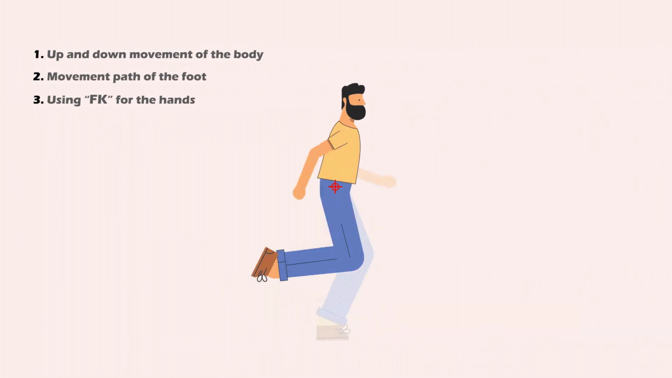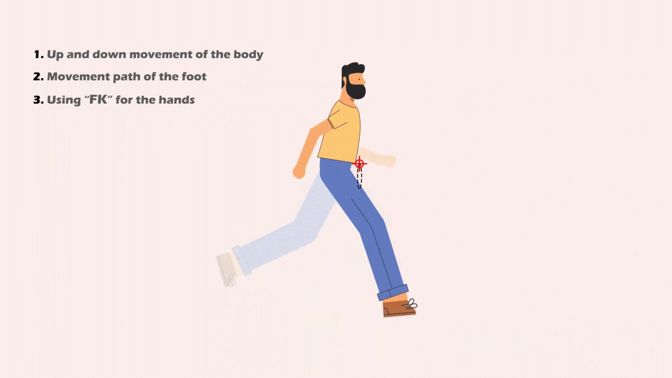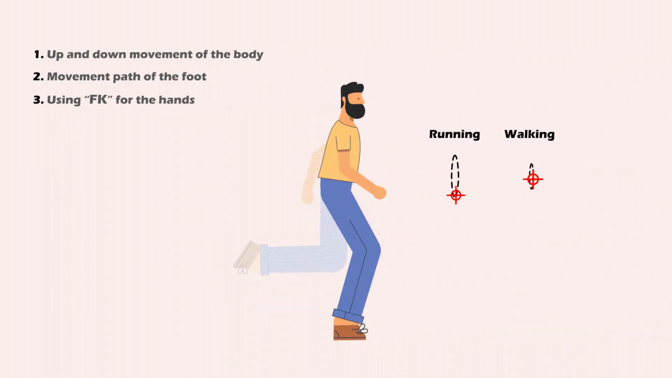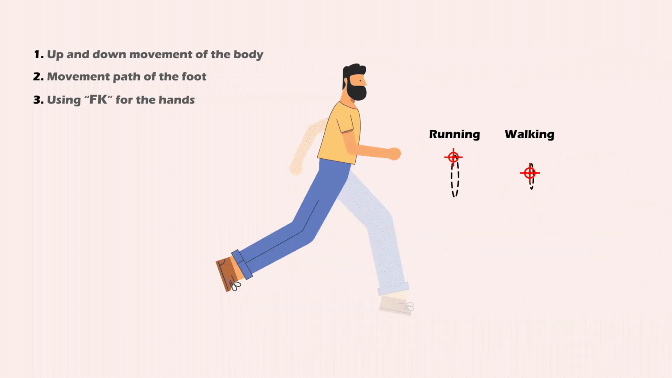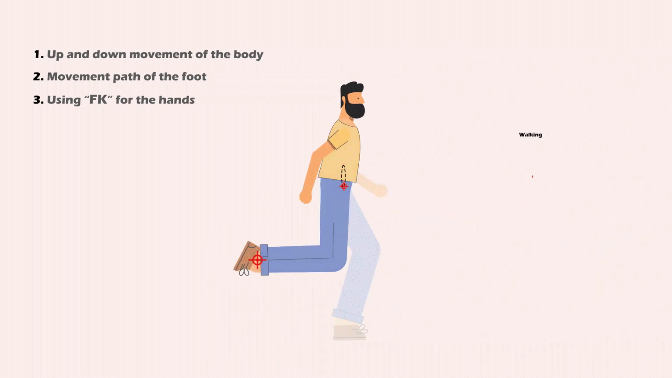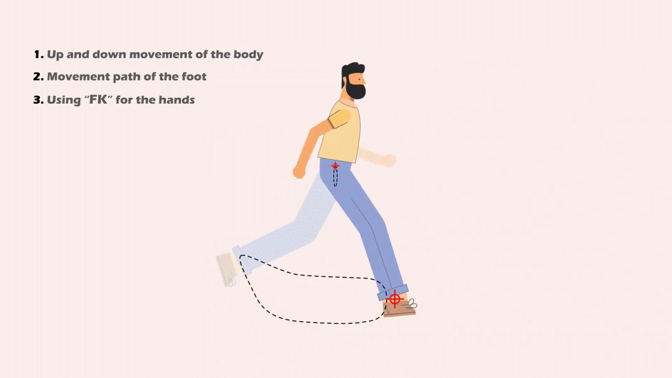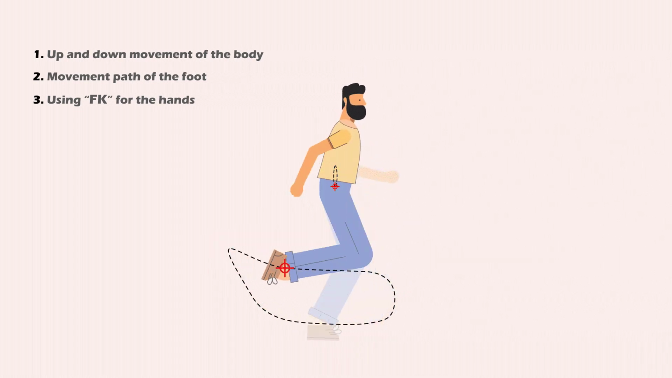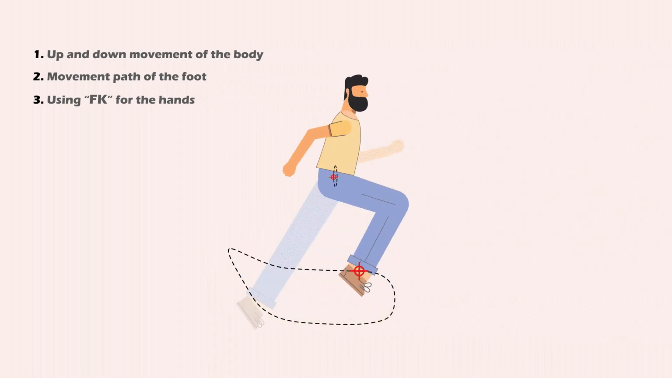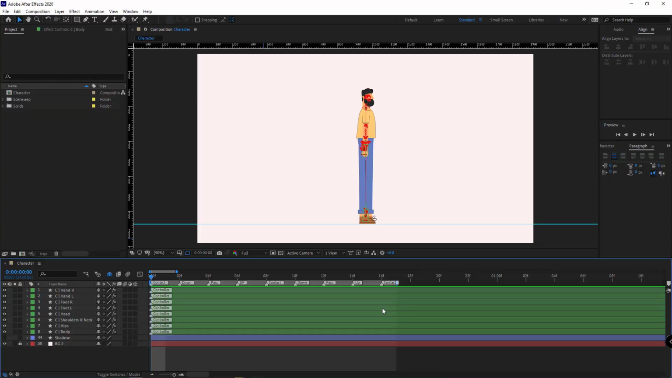Just like before, here I'm going to apply the same three principles that I worked on for the walk cycle. However, in the run cycle, the up and down movement of the body is much more than before, and also it's faster. What's more, the movement path of the foot controller is different. Without any further ado, let's start. Initially, I work on animating the body.